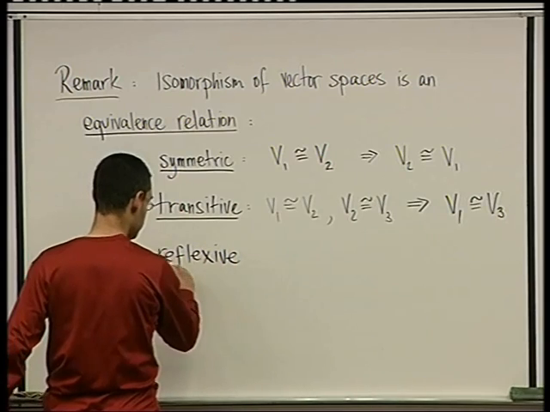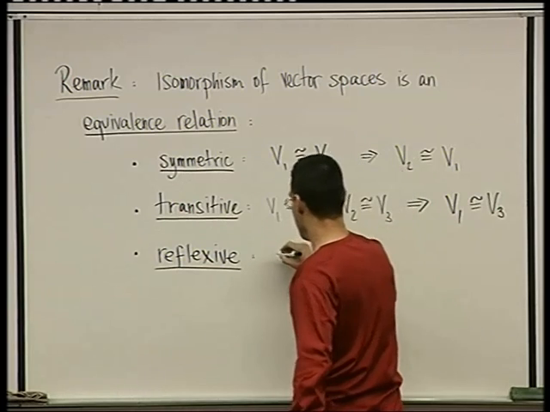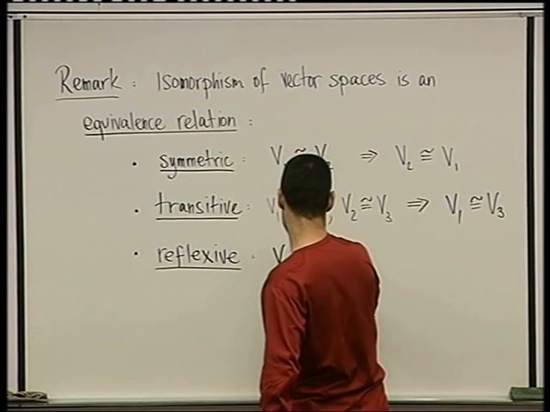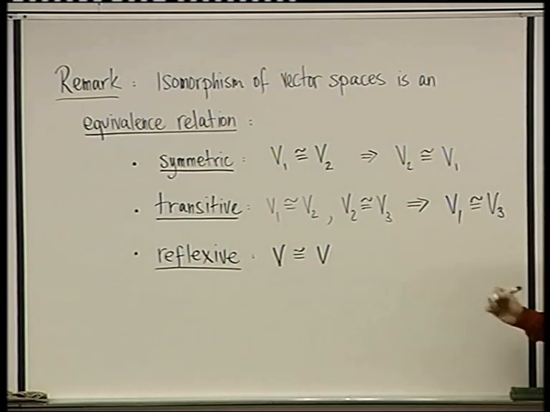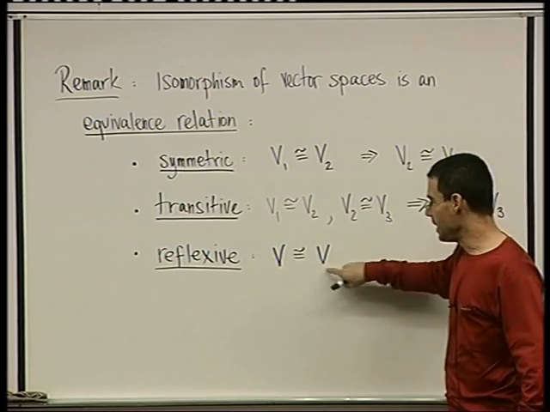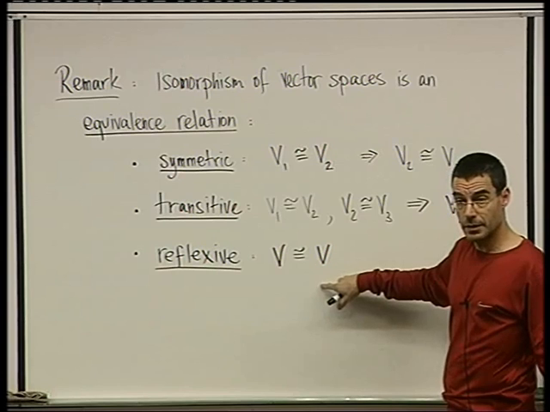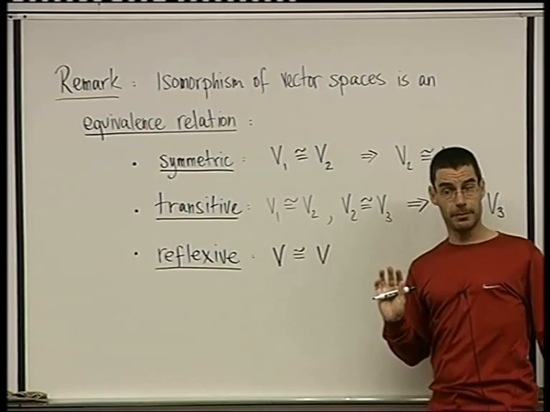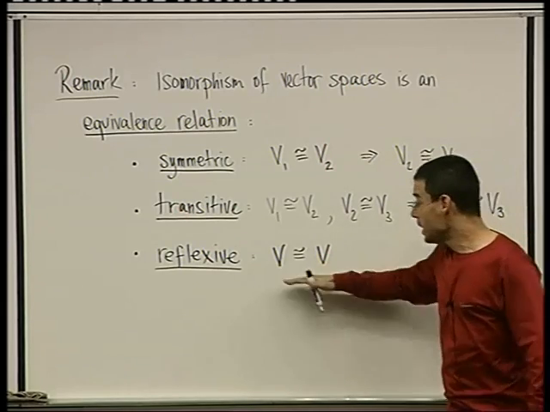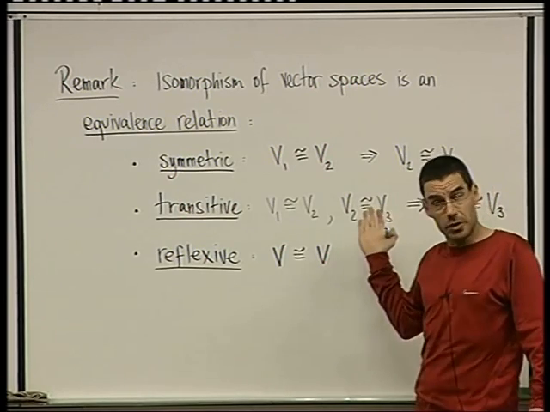reflexive, which means it may seem trivial, but sometimes it's not. In this case, it really is, that any space is isomorphic to itself. Okay? And what would implement the isomorphism of a vector space to itself? It's the same space. That doesn't mean they're isomorphic. What you're saying is a theorem. Identity. Exactly, exactly. Saying that they're the same space doesn't mean that they're isomorphic.